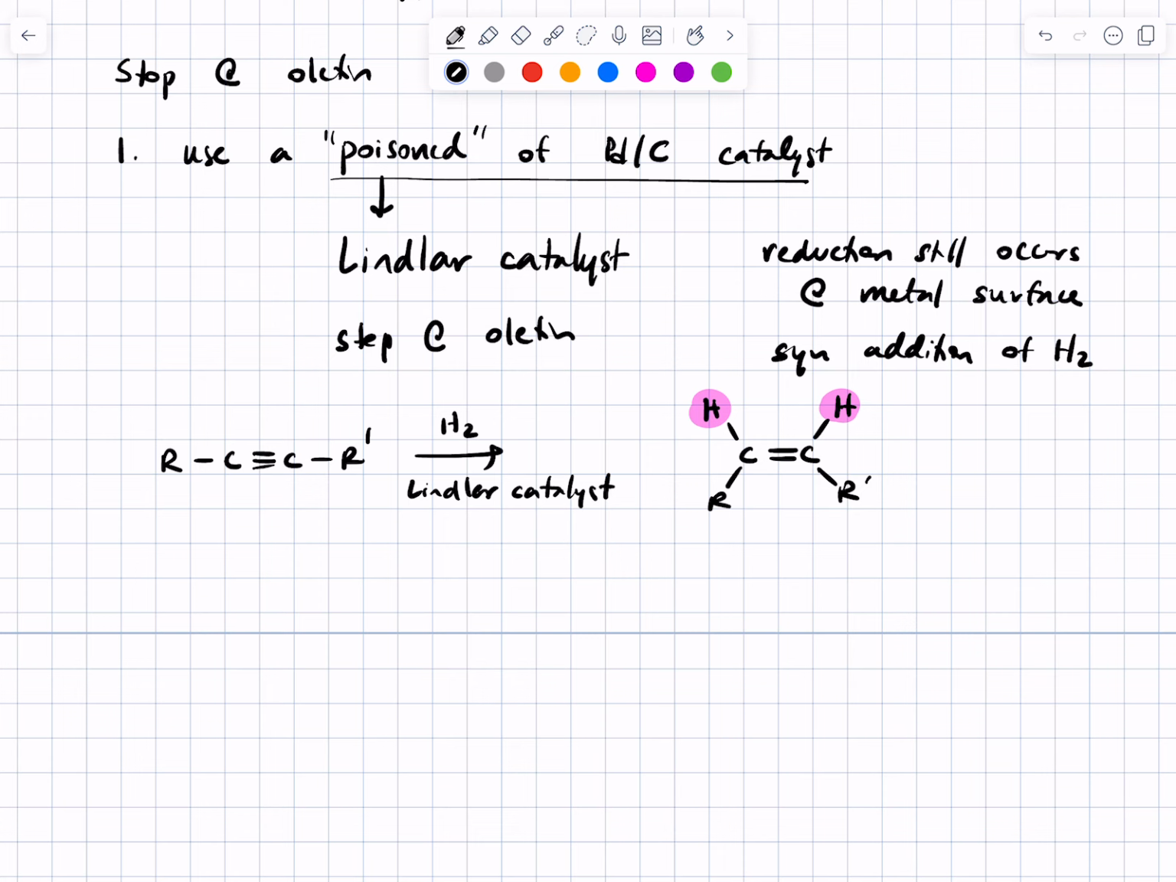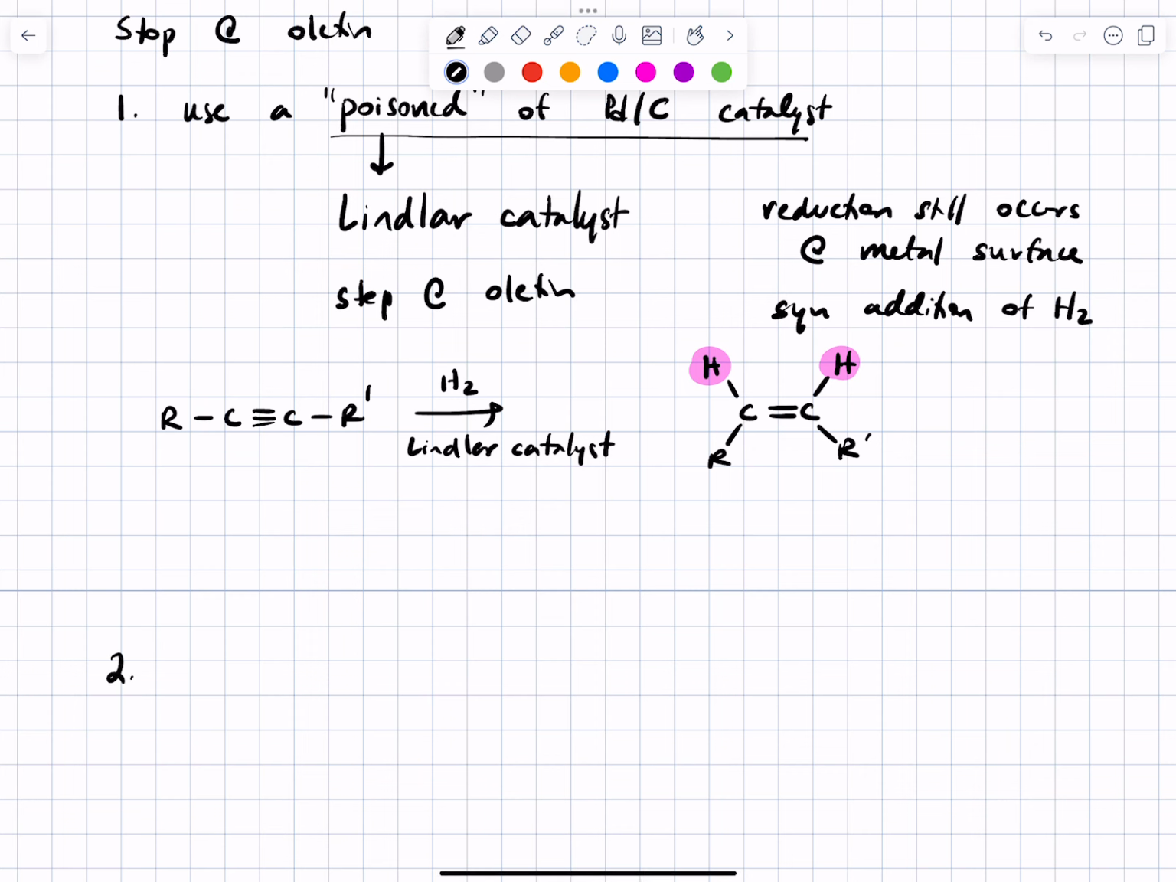So we're going to need a different strategy for reduction to give the trans alkene or the trans olefin. So strategy number 2 is called the dissolving metal reduction. It also involves a metal. The mechanism for this reaction is known. It is shown in your text. However, in my opinion, the juice is not worth the squeeze.